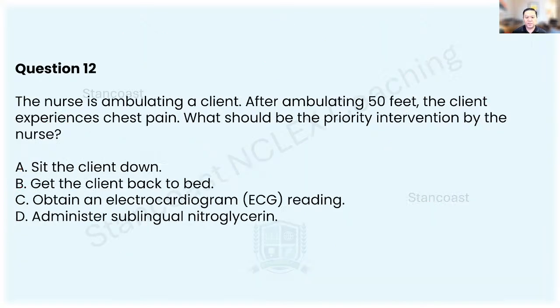Moving on to the next, number 12. The nurse is ambulating a client. After ambulating 50 feet, the client experiences chest pain. What should be the priority intervention by the nurse? Is it A, sit the client down, B, get the client back to bed, C, obtain ECG, or D, administer sublingual nitroglycerin?